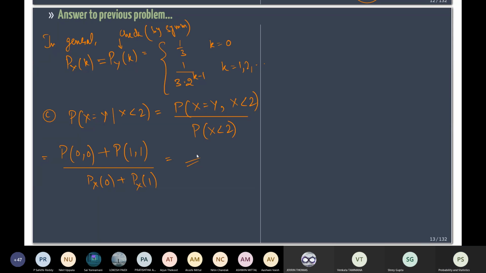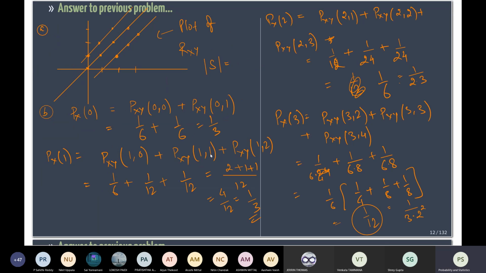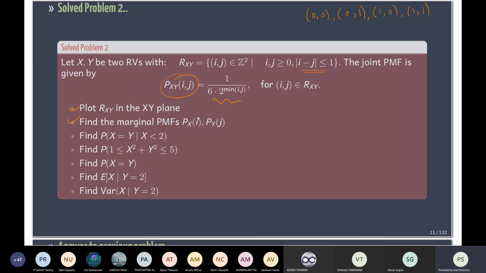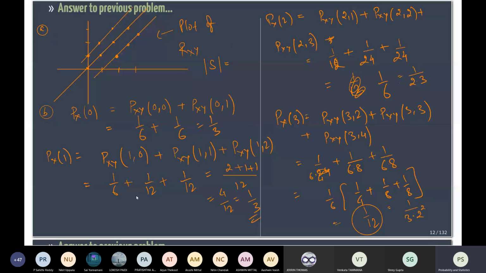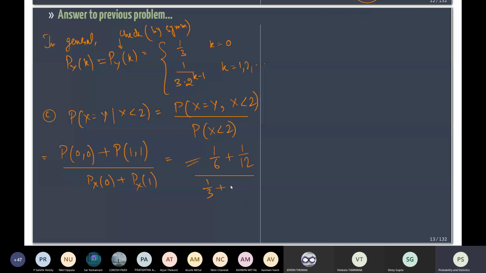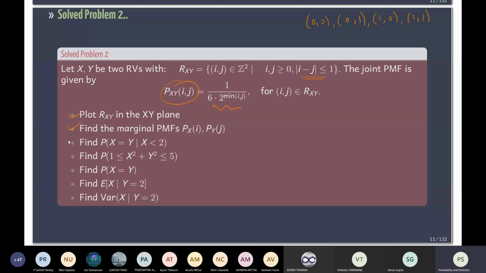Okay. So it was how much? 1 over 6 was probability of 0,0 by the definition of this. So 1 over 6 plus, again by the definition of the same thing, it will be 1 over, because the minimum is 1, so there will be 2 here. 6 times 2 is 12. And px0 is just 1 over 3 from here. And px1 was also 1 over 3 from here. Okay. So C is done.